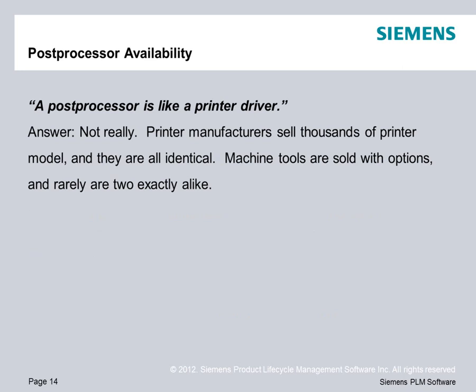Let's take the first comment. A postprocessor is like a printer driver. The answer is not really. Printer manufacturers sell thousands of the same printer model. Machine tools have options, and everybody wants their postprocessor to be able to use or not use that option depending on whether they have it or not. Very rarely are two machine tools exactly alike. Even if they're the same physical model, they might have a different controller, or they might have different controller software versions, or they might have a different option.